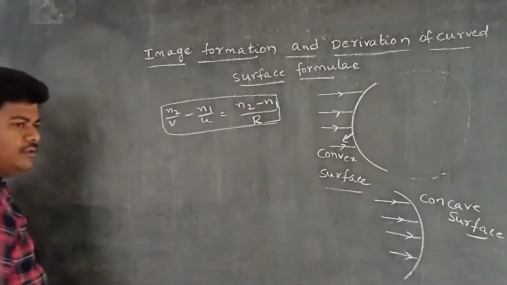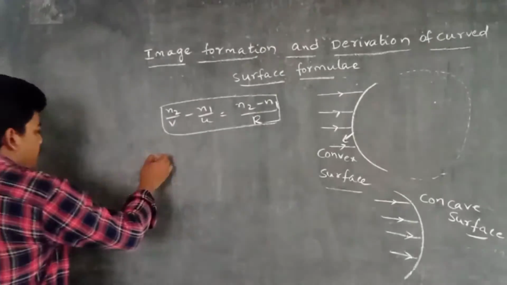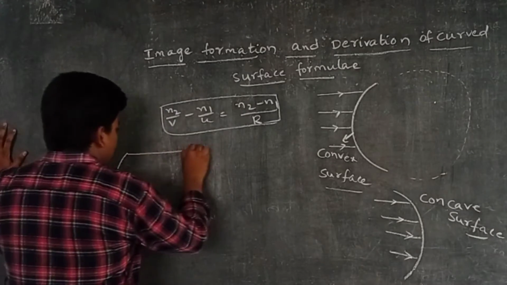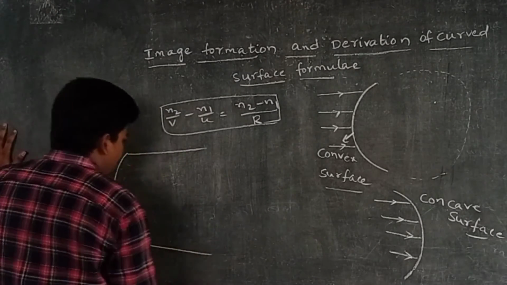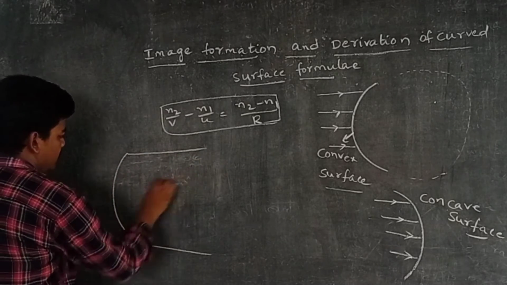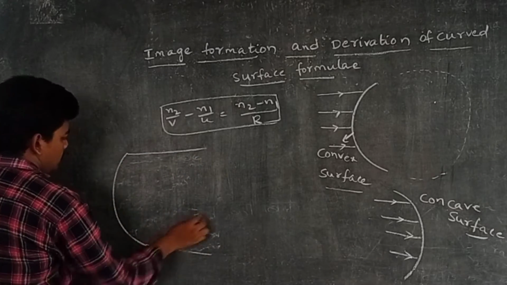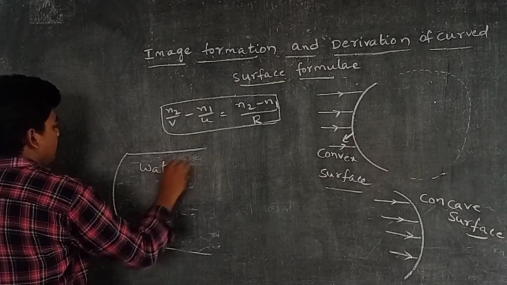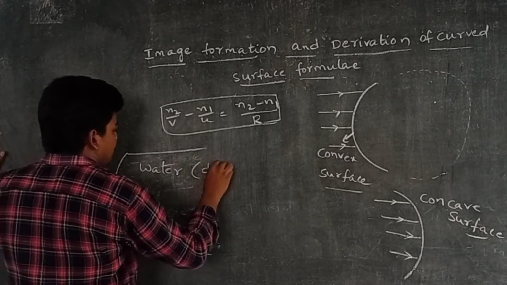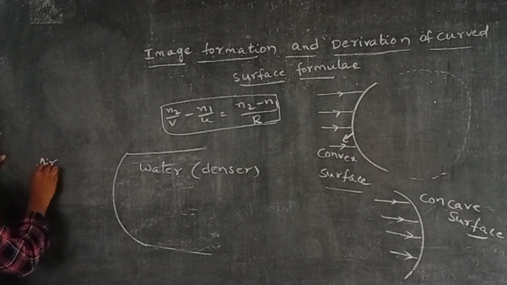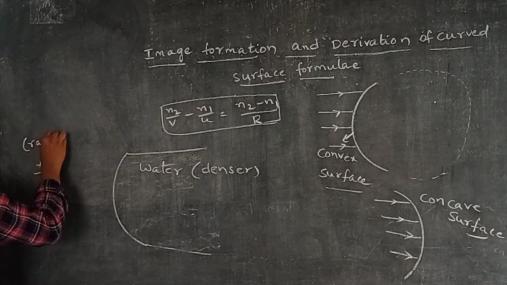For example, this is the surface which is filled with water. This is filled with water, and this medium is said to be denser. And this is an air medium. This one is said to be a rarer medium.